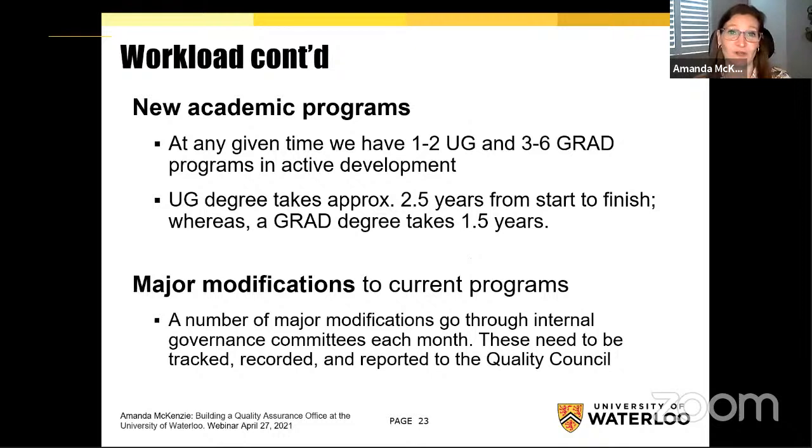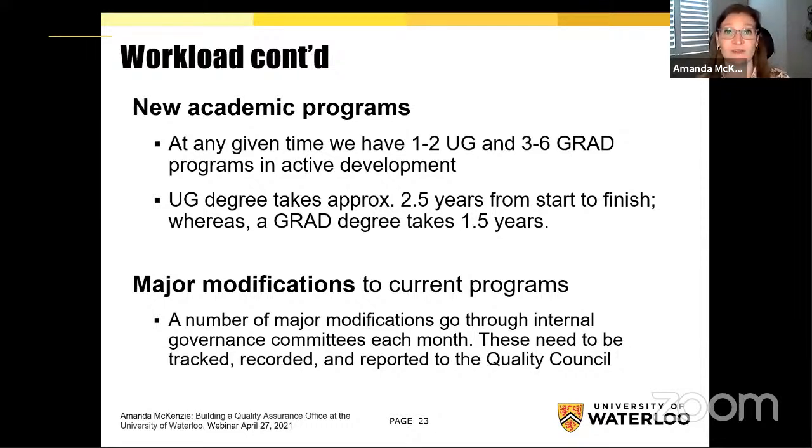The other piece of our workload is the major modifications, which I've mentioned a couple times. So these major modifications are submitted by the faculty to a central governance committee once a month, and they have a rationale about why they're proposing them. And we track these and we submit these, but we don't submit them any more than once a year. So even though the Quality Council wants to know what's going on with major modifications, they're not waiting to approve them, which is a good thing because there's a number of these that happen every month.